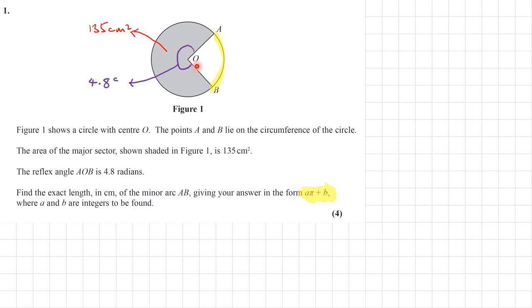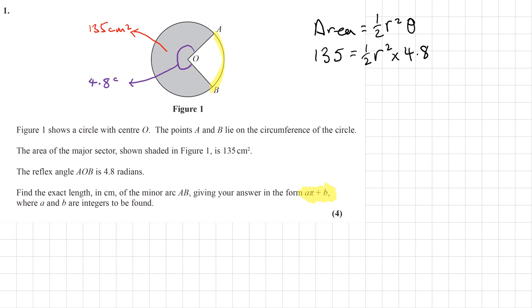Right, well, the first thing that we need to do is find the length of the radius, and we can use this area that's known over here to do that. So let's start by finding the area. Now, what we know about the area of a sector is it's half r squared theta, where theta is in radians. So I know the area, that's 135. So just write that down, 135, and then half r squared times by that angle subtended at the centre in radians, which is 4.8.